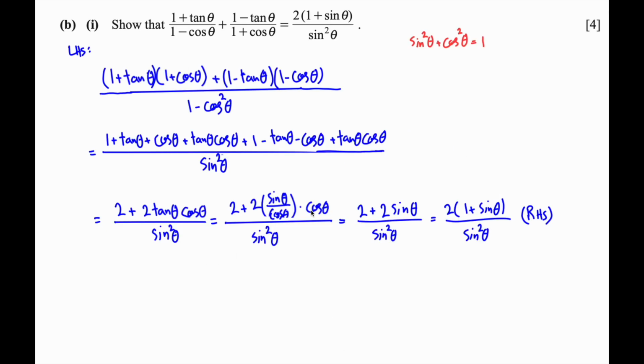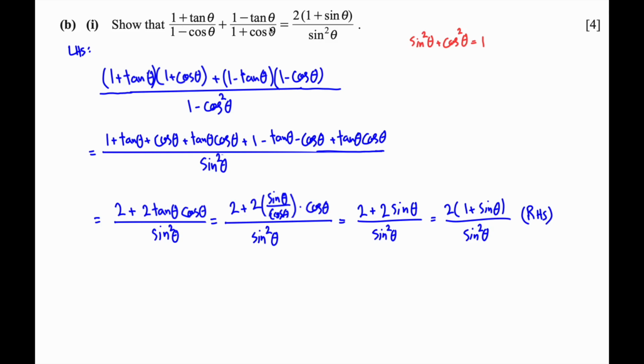In part B, part 1, I have to prove this identity. Whenever you come across an identity, it's a good idea to start from the biggest side. In this case, that would be the left hand side. And after performing some algebraic manipulation and using the famous identities that you know, hopefully you can get to the right hand side.